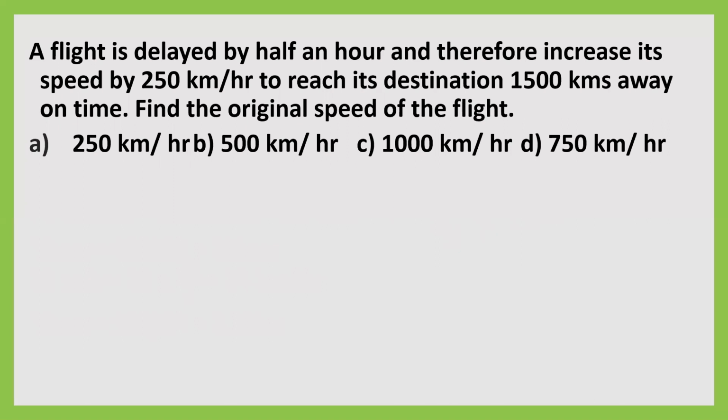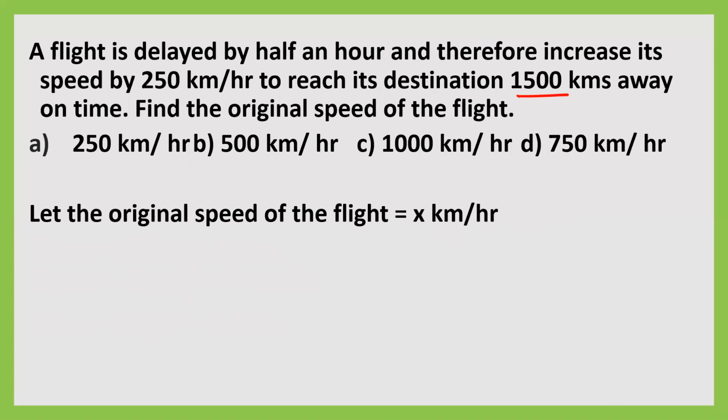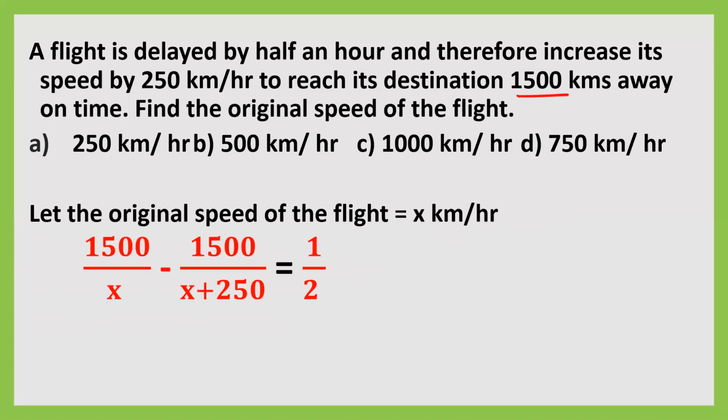Guys, to solve this question, you don't need any formula. No method is required. It's a basic concept. This question will be solved on the basic concept we have discussed so far. Distance is given as 1500 kilometer. Let's take the original speed as x. The new speed is x plus 250. If we make the equation, 1500 is the distance, this is the speed. Distance by speed is equal to time. The difference of the time is half an hour. And if you try to solve this, it will take a lot of time.